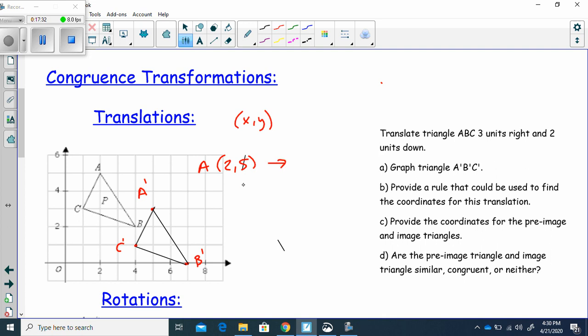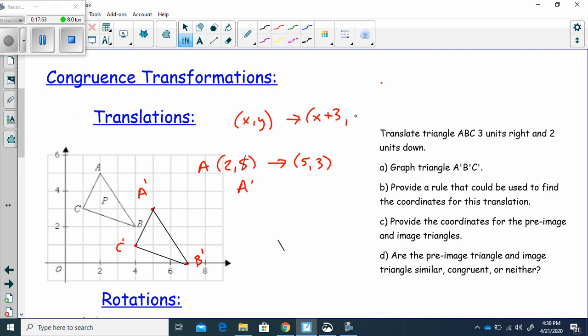And we went to A prime. A prime is at 5, 3. What did I do to get from 2 to 5? What did I do to X? Didn't I add 3? 2 plus 3 gives you 5.